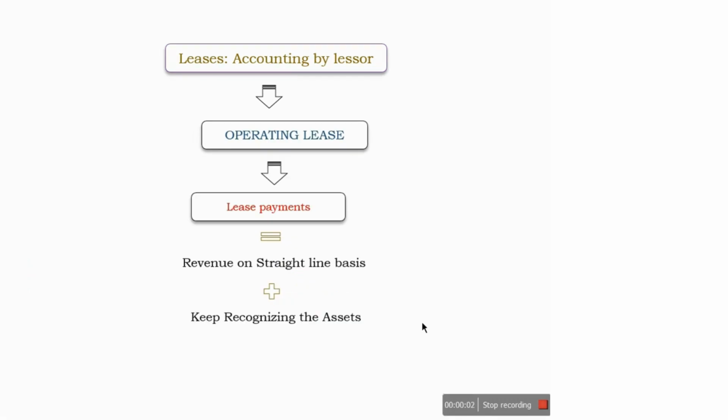In case of an operating lease, in the books of the lessor, the lease payment received will be recognized on a systematic basis, maybe on a straight line basis, and the lessor will keep recognizing the asset in its books of account. The lessor will book the depreciation as per IND AS 16 or IND AS 38, whichever is applicable, and will check for impairment as per the requirement of IND AS 36.